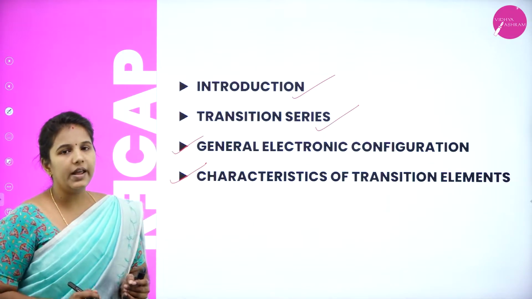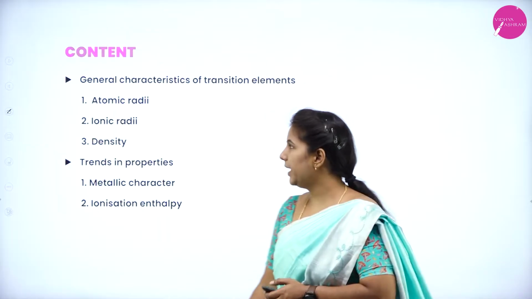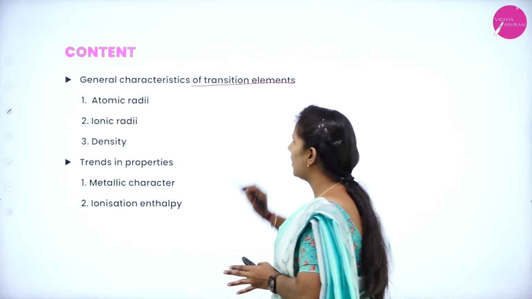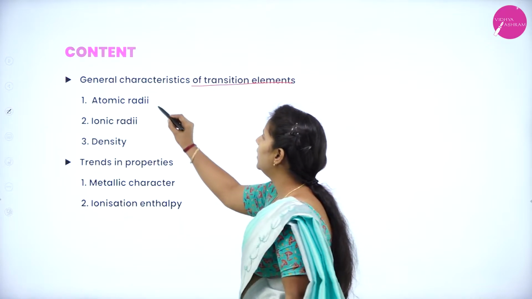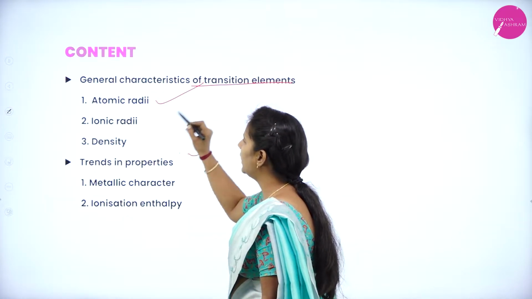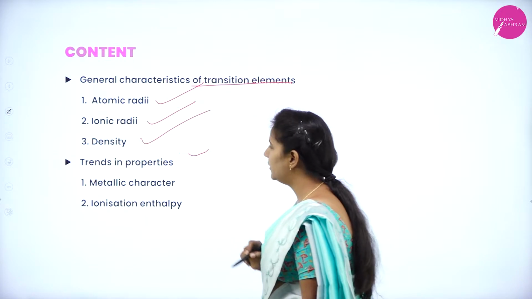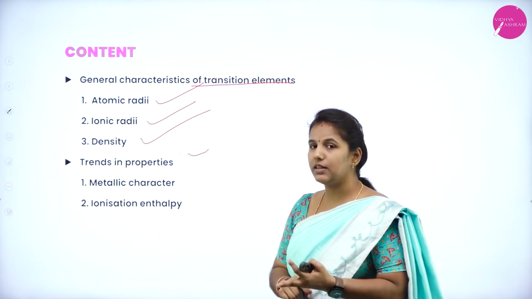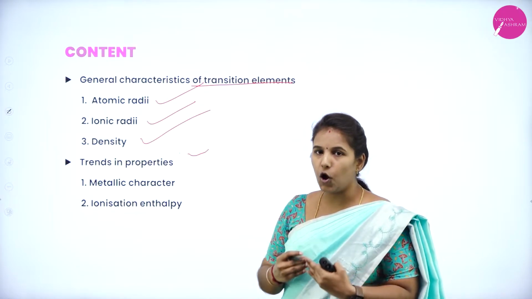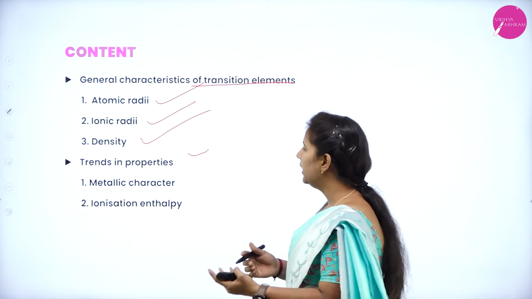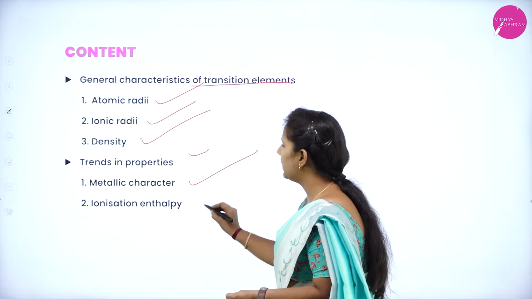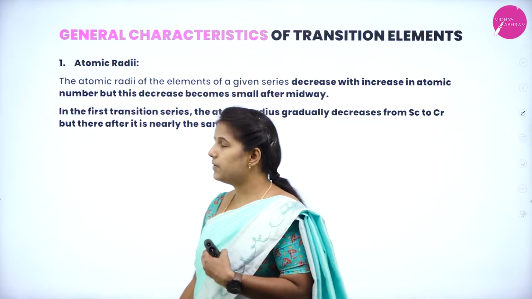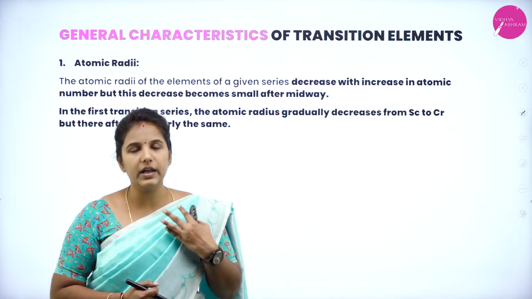Today, let us move on to the next topic of this unit by understanding general characteristics of the transition element in terms of atomic radii, ionic radii, and in terms of density. And in addition to this, we are also going to discuss the trends in the properties of the transition element. In that, we are going to discuss the metallic character and ionization enthalpy. So first we will see what is atomic radii.